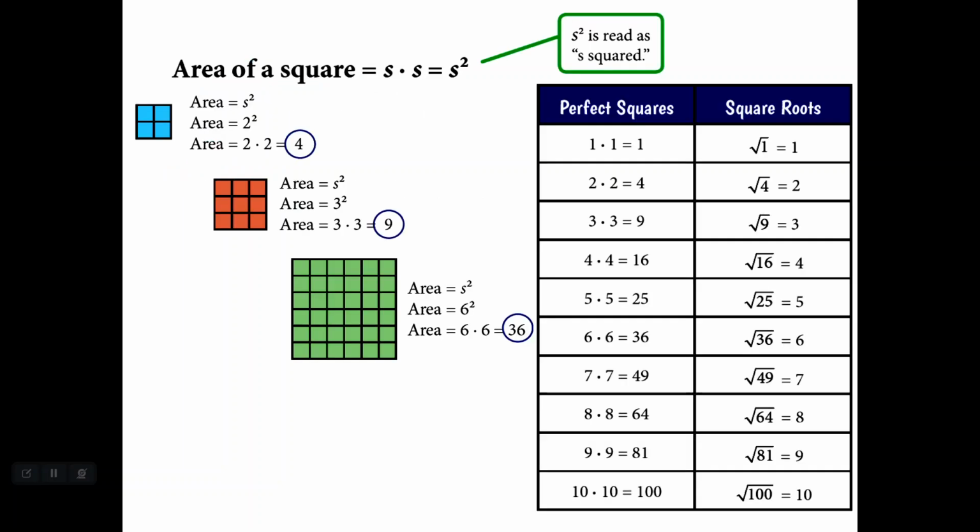We have this infographic on your note sheet, and again, finding perfect squares literally comes from the concept of area of squares. So you can see that a 2 by 2 square would have an area of 4 because 2 times 2 is 4. 3 times 3 is 9, so a side length of 3 gives that square's area 9. And then you can see 6 by 6 is 36.